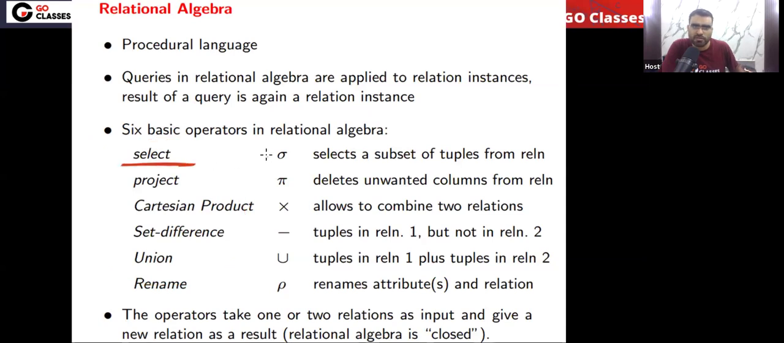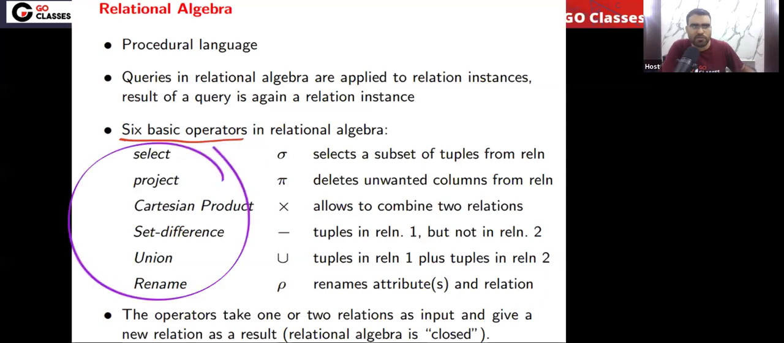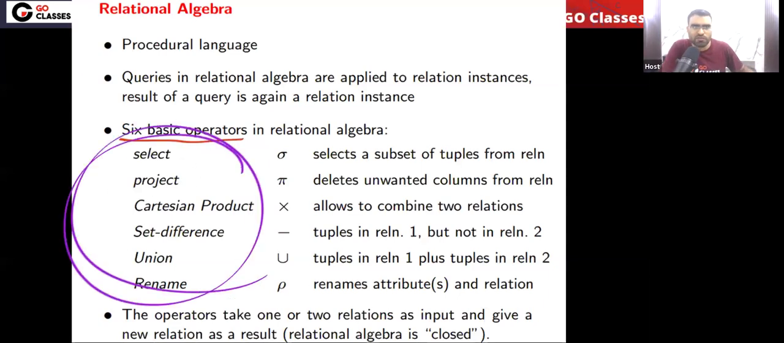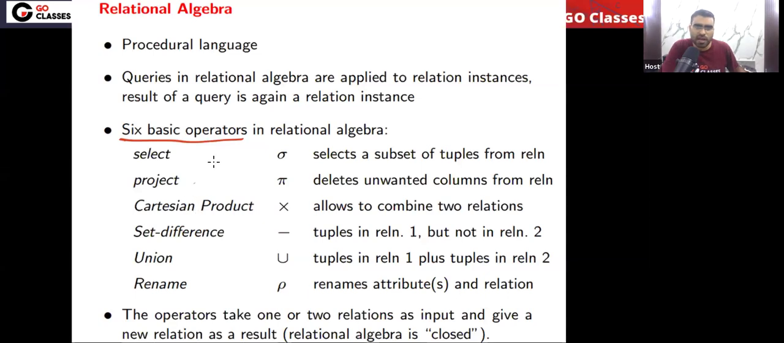One is the select operator. This is the symbol for the select operator. Project operator, the symbol is pi. Cartesian product, the symbol is cross. Set difference, the symbol is minus. Union, the symbol is u. And rename, the symbol is rho. Remember, these are the six basic operators. Is this clear? We will study each of them one by one, and then we will see how to use them to write relational algebra queries. Very simple point.